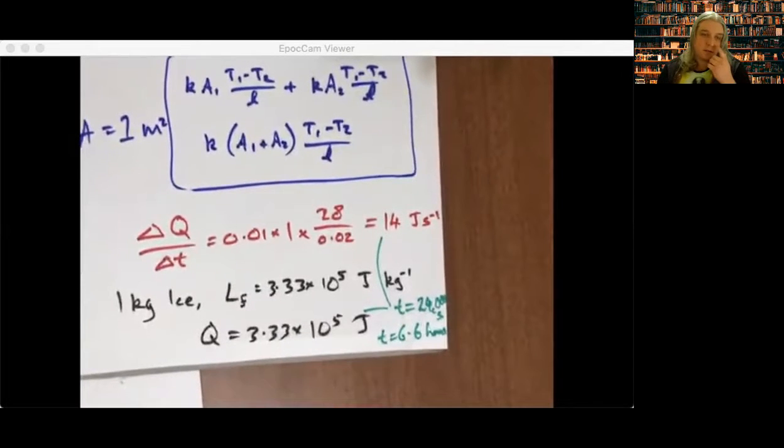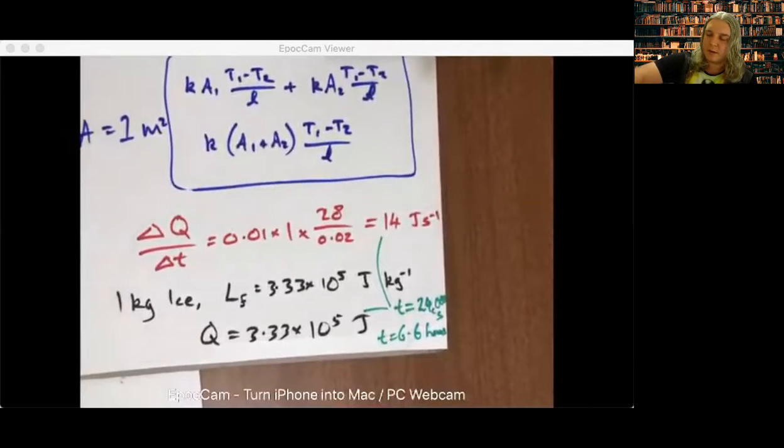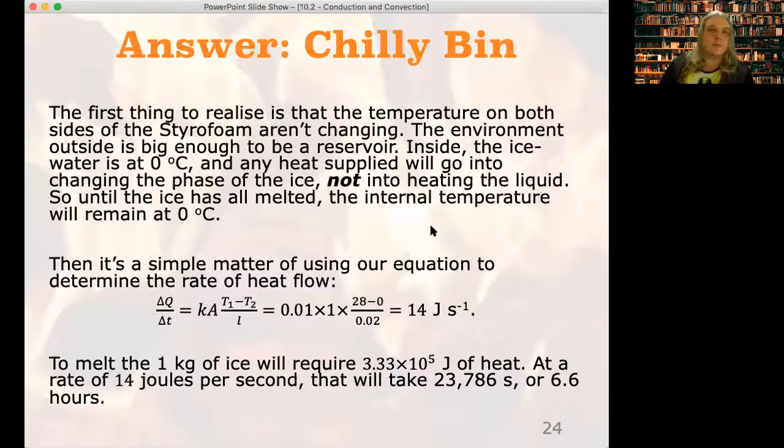Right, so having a good insulator, the styrofoam insulator, is the key here. If we had a good, low thermal conductivity insulator as our chili bin, then it can mean that we have a long time before the ice melts completely. And that's obviously good.